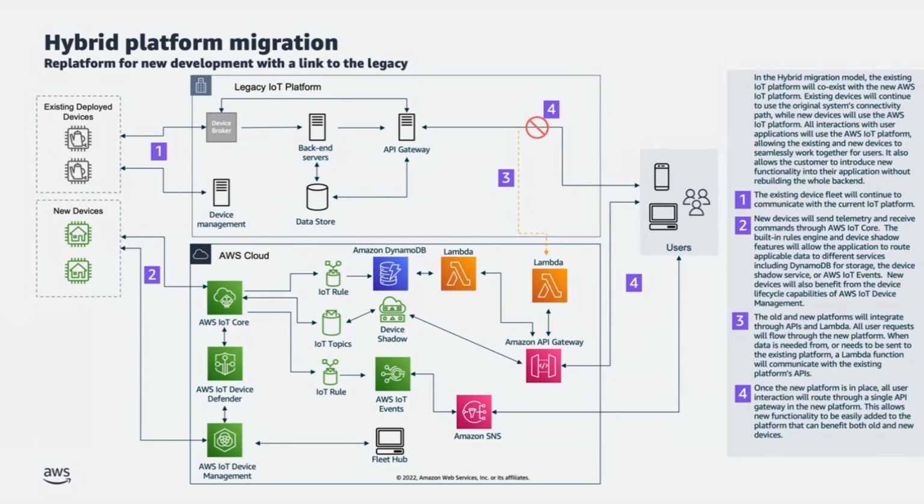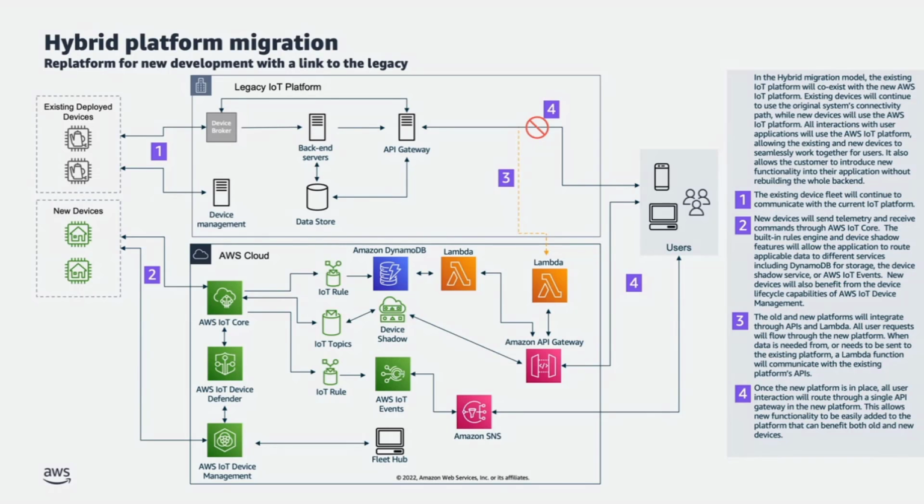So the next slide I'd like to go through here is the hybrid platform migration. In the hybrid migration, we have an existing platform, the legacy IoT platform. You can see number one there, you have the existing device fleet that's going to continue to communicate with the existing current platform. And there are some backend services also provided by the legacy platform.